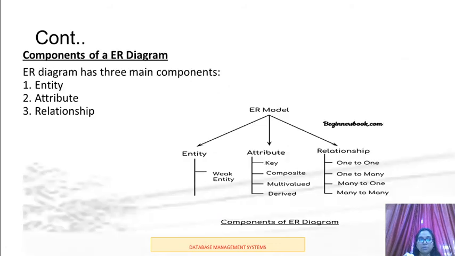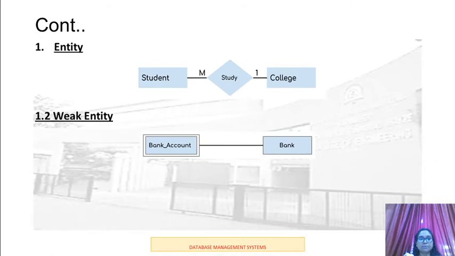Okay, so this is your entity relationship model. Entities may be weak or strong. Then attributes: key is there, composite is there, multiple is there, and derived is there. And relationships: in these entity relationship diagrams, each entity is related to another one. So this relationship may be one to one, one to many, many to one, or many to many. So we will go through it.